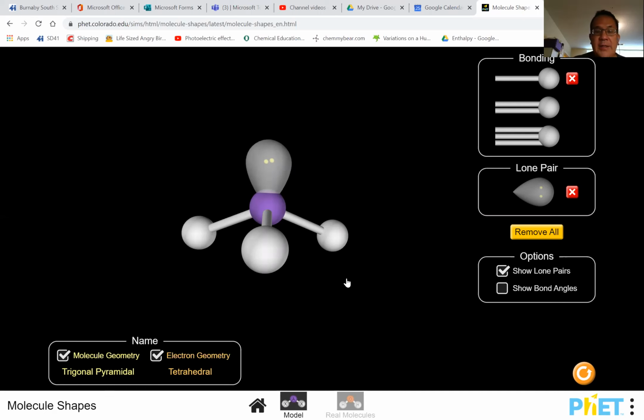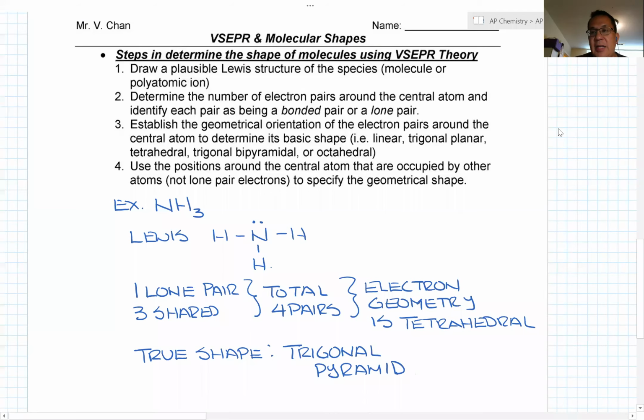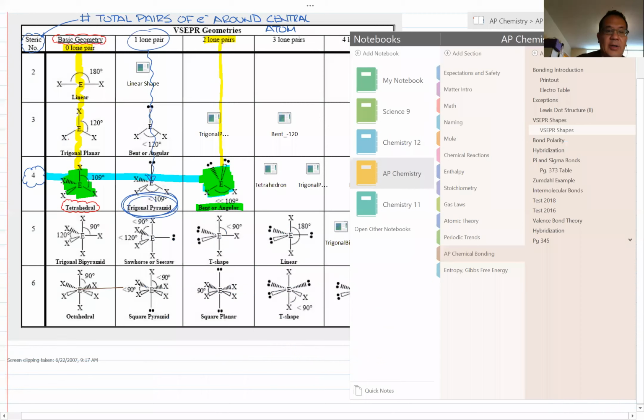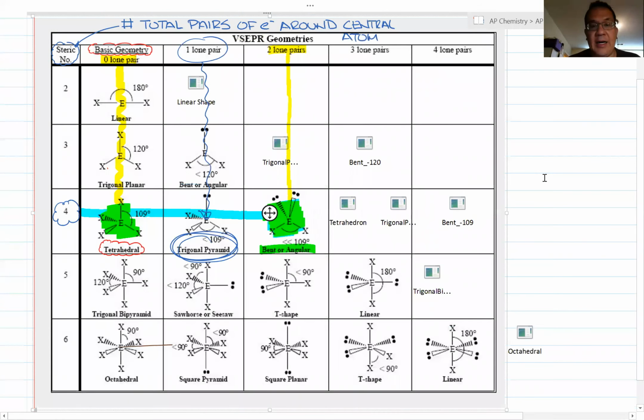So you could use the website to help you build the molecule so you can see it in 3 dimensions and how it looks. Or, if you want, you can use this little table to try to figure things out. This is something for you to do, and most of the time, these do work well together.